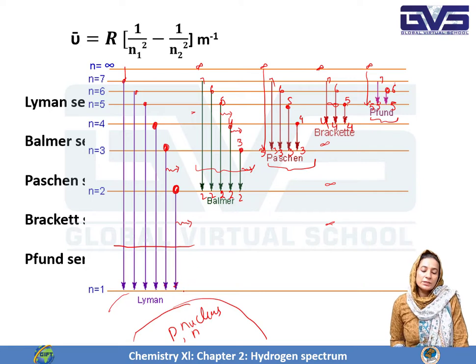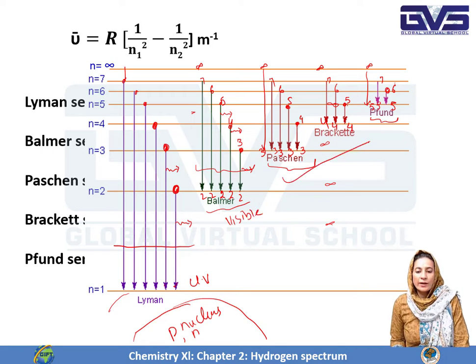And the Lyman series, the radiation of this series lies in the UV, or you can say ultraviolet region, and the Balmer series is usually in the visible region. Paschen, Brackett and Pfund series usually lie in the infrared region.